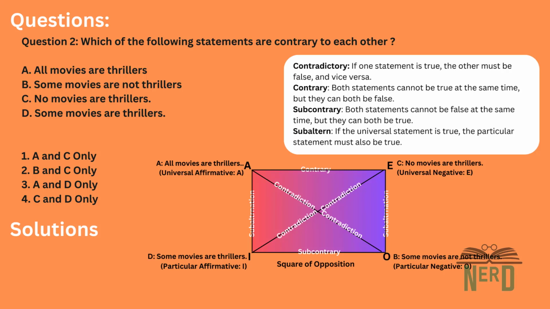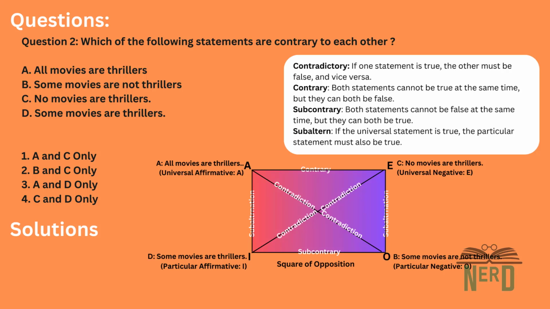This is a particular negative statement, or O statement. Some S are not P. C. No movies are thrillers. This is a universal negative statement, or E statement. No S are P. D. Some movies are thrillers. This is a particular affirmative statement, or I statement. Some S are P.